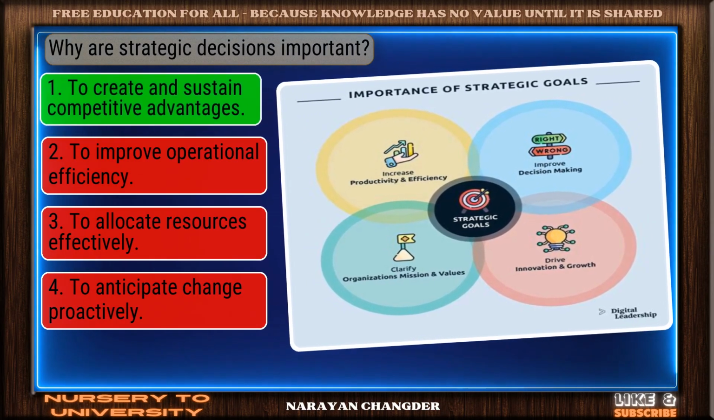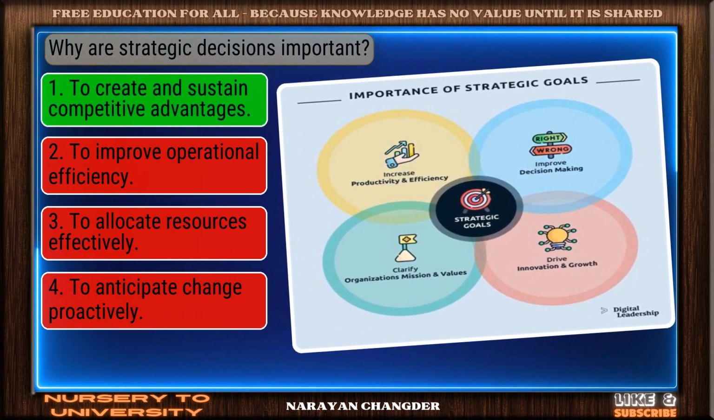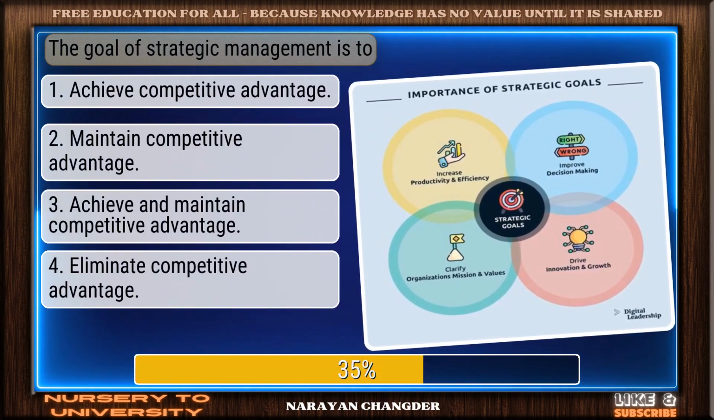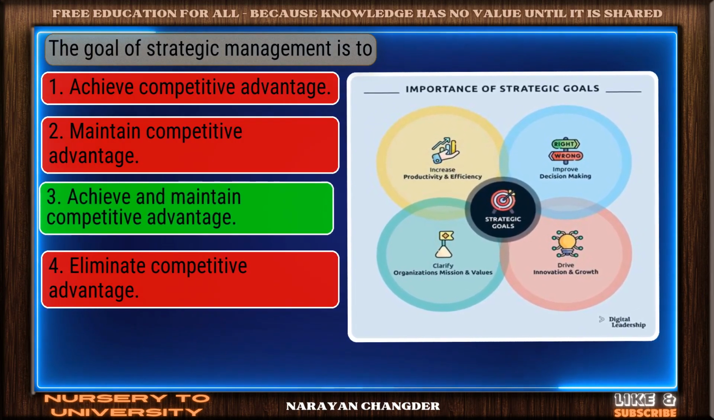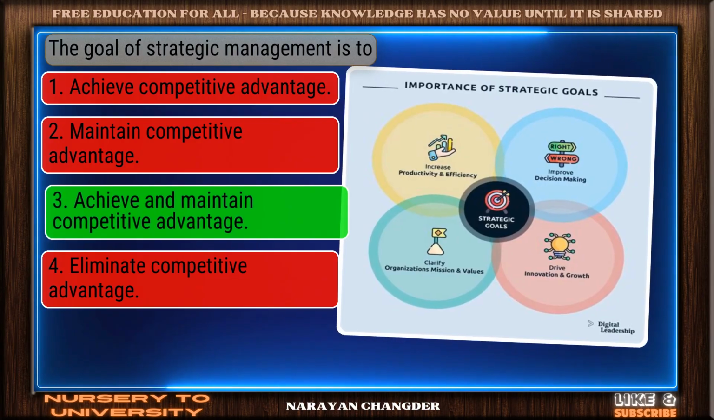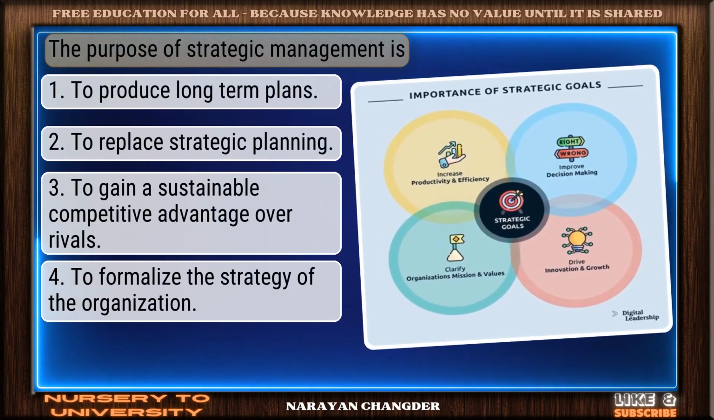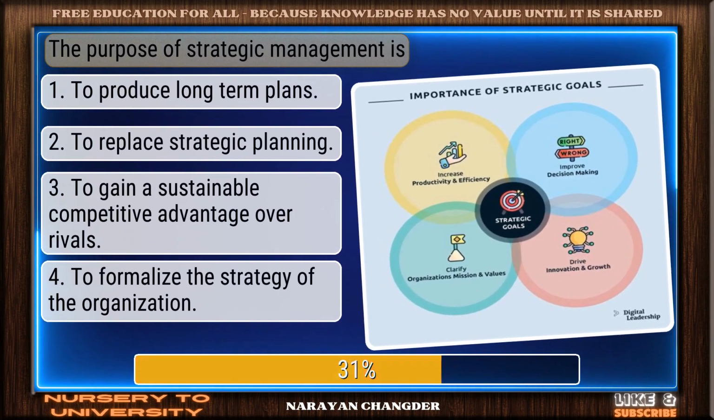Bravo. To create and sustain competitive advantages is the answer. The goal of strategic management is to. Nicely done. Achieve and maintain competitive advantage is a solid answer. The purpose of strategic management is.